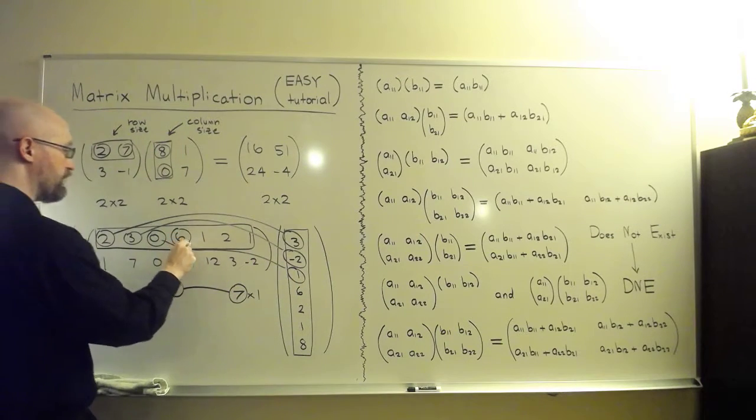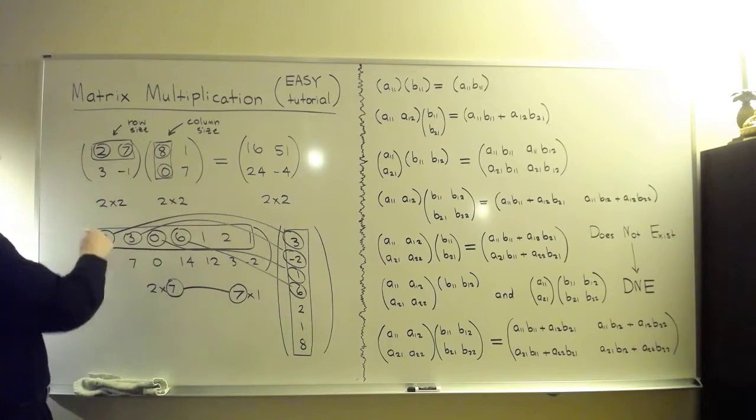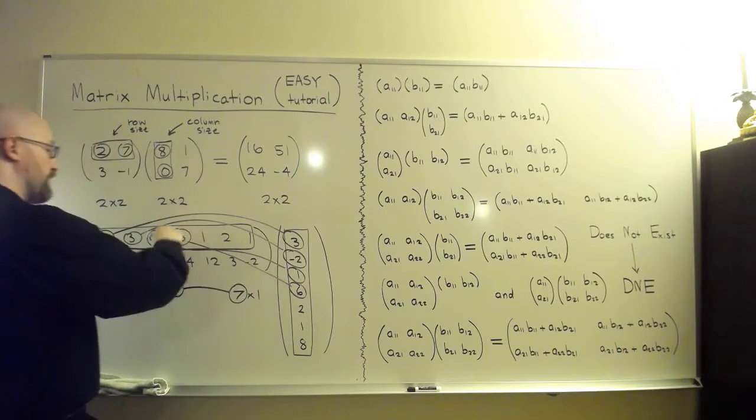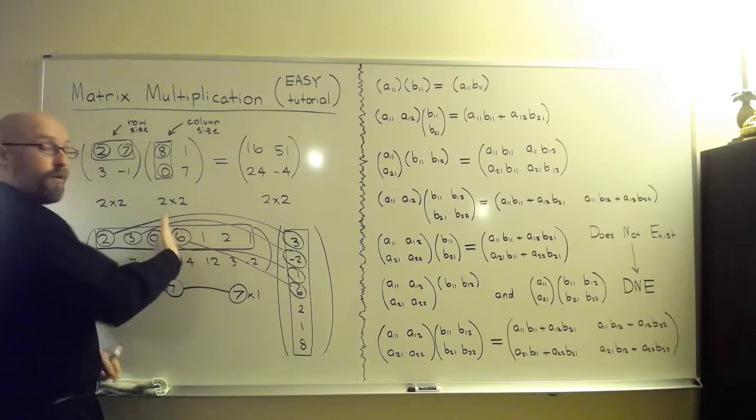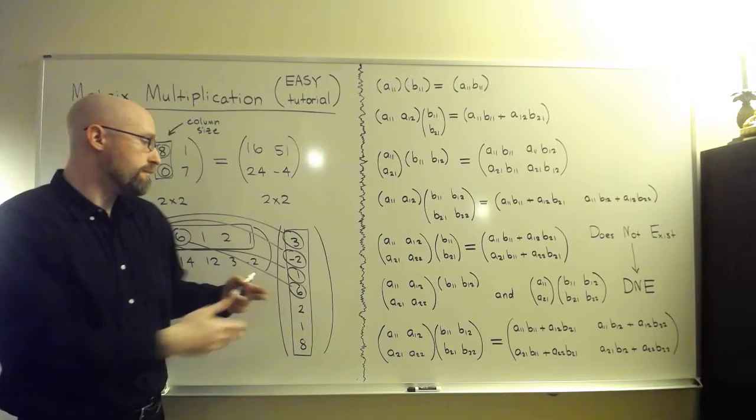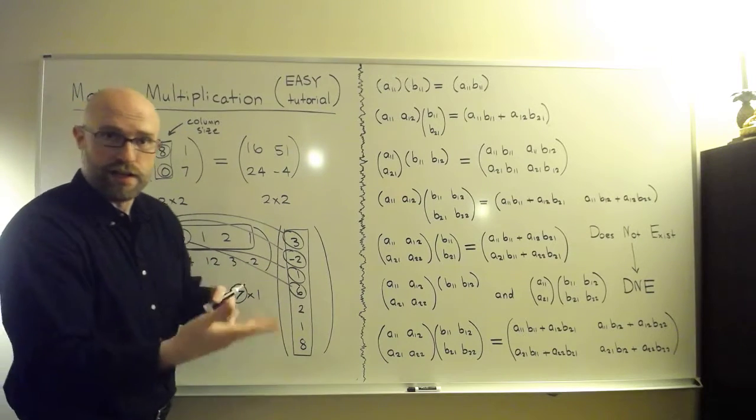This number and this number, this one and this one. I want to match up the first one of this, the first one of that, the second one with the second, the third with the third, the fourth with the fourth. If one of them runs out before the other one does, it doesn't make any sense. I can't multiply them together using this procedure.